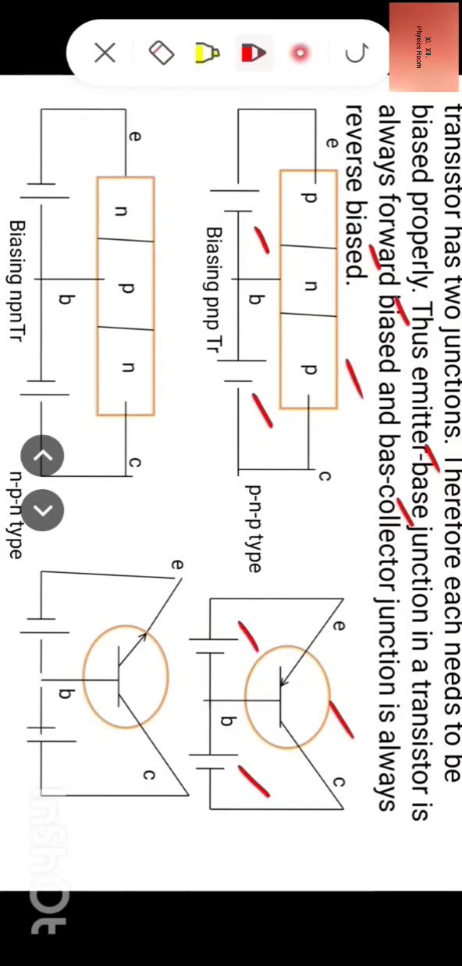Now this is NPN transistor. Okay. Now in NPN transistor, emitter base junction is forward biased and base collector junction is reverse biased. Now in the symbolic form, you see emitter base junction is forward biased and base collector junction is reverse biased. So this is how we apply bias to the transistor. In this situation, when emitter base junction has been given appropriate bias, base collector junction has been given appropriate bias, it becomes ready for action.